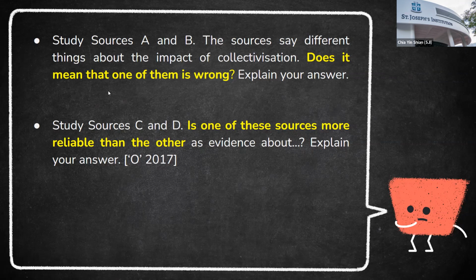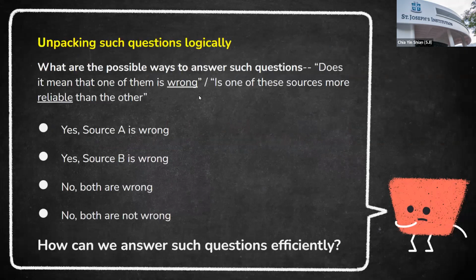Let's take a look at the first bullet question. Study sources A and B. The sources say different things about the impact of collectivization. Does it mean that one of them is wrong? Do you really need to compare? How do I approach it in a logical way? Well, the question says, does it mean that one of them is wrong? If I answer it in English comprehension style, these are the various permutations.